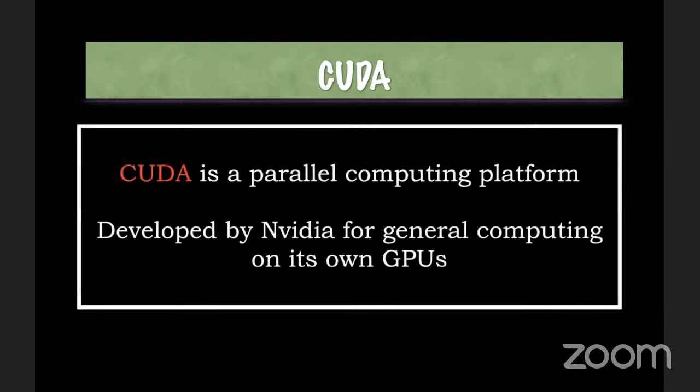Moving to the next one: what is CUDA? You will get this question most of the time, what CUDA is and how it is useful. CUDA is a parallel computing platform implemented by NVIDIA for general computing on graphical processing units. That's where CUDA came into the picture. CUDA stands for Compute Unified Device Architecture, a parallel computing platform, and as I said, it is created by NVIDIA for their own GPU systems.